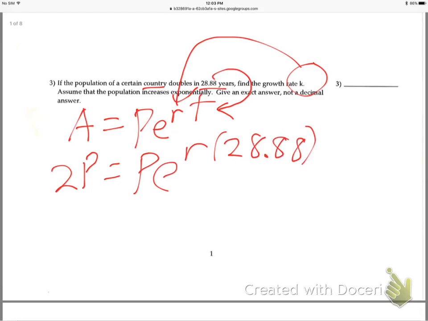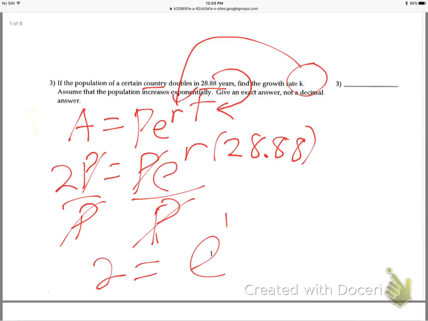So that makes sense. Plug in time is 28.88, and amount becomes 2P. Now go ahead and solve that. And then you just cancel the P on both sides. Just divide by P on both sides. It's gone, right? Let's divide by P. That's really what I just did there. Divide by P on both sides. It cancels out. So 2 equals e to the r times 28.88.